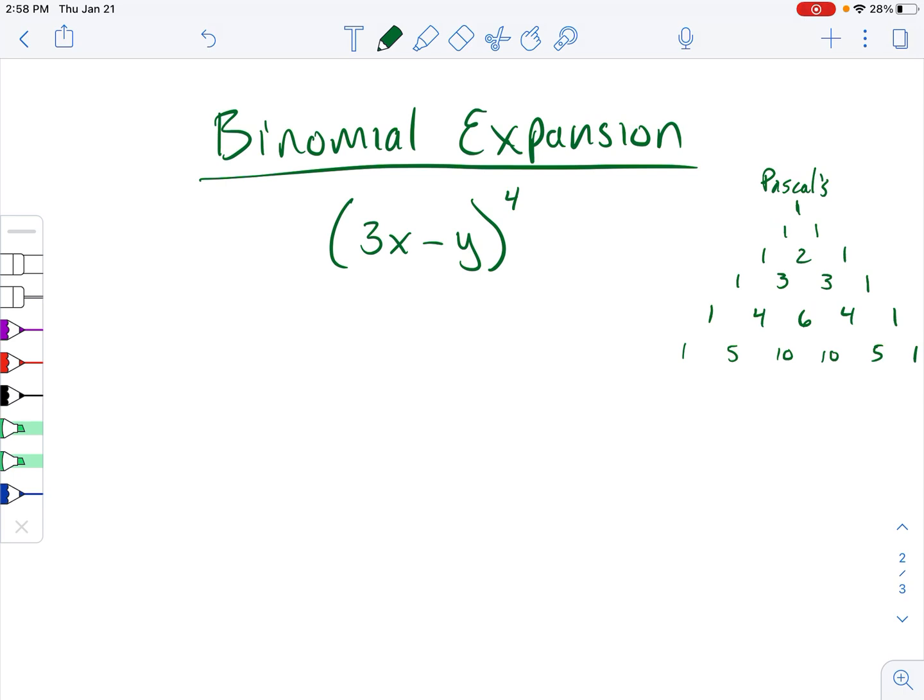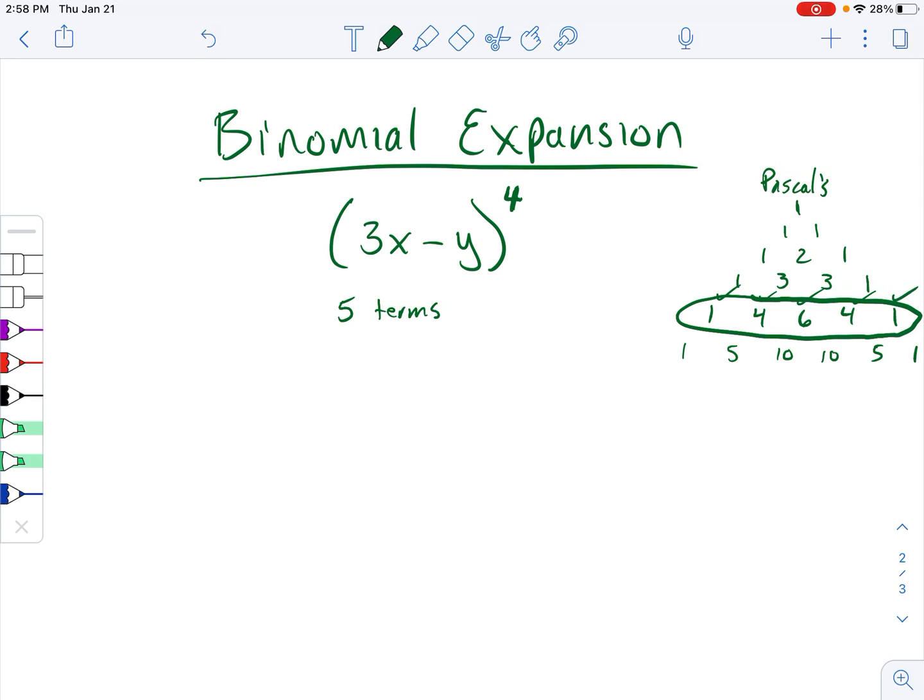So what I'm going to do is recognize that when I expand a binomial raised to the second power, I get a trinomial. So I know that when I'm expanding this binomial to the fourth power, I'm going to get a 5-term polynomial. So I automatically know this is going to give me 5 terms. As a result, I know which row of Pascal's triangle to use to determine my coefficients. And it's going to be this row, because this has 1, 2, 3, 4, 5.